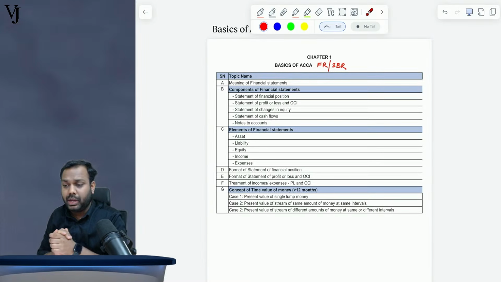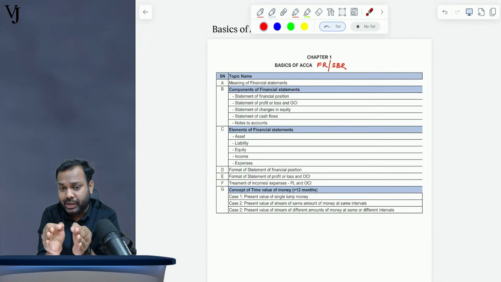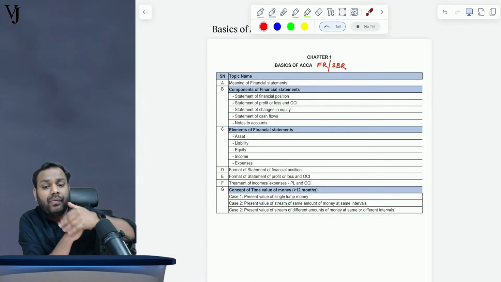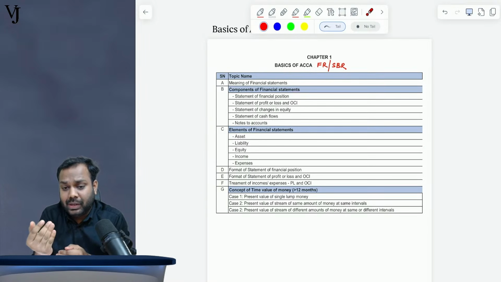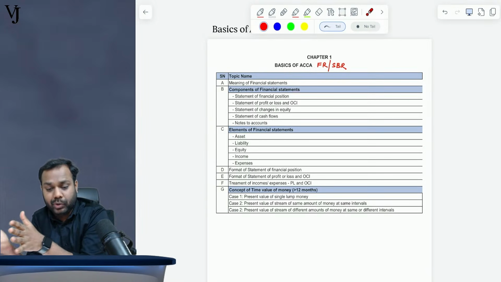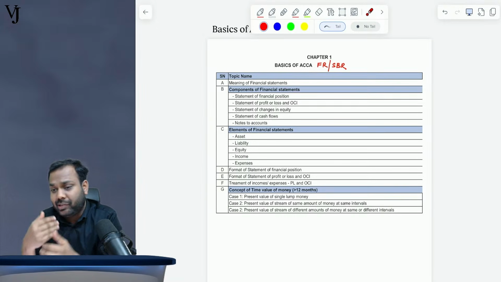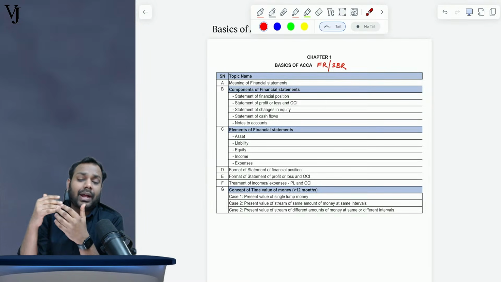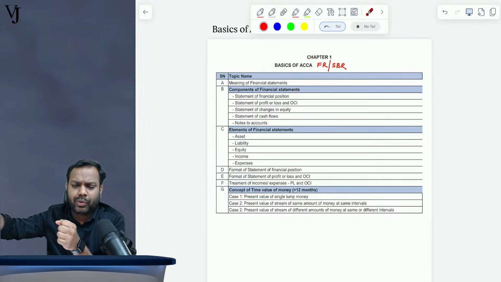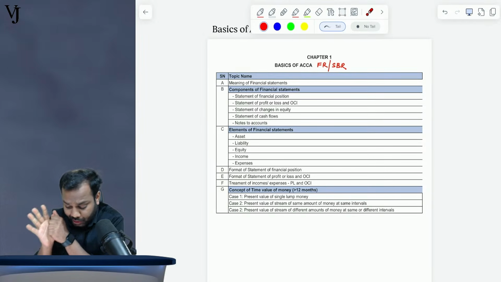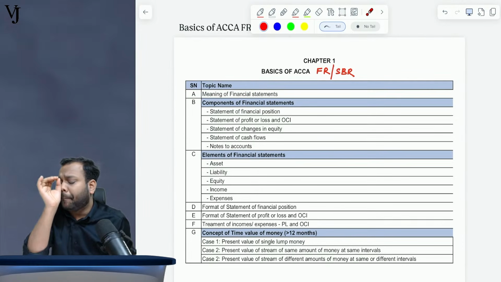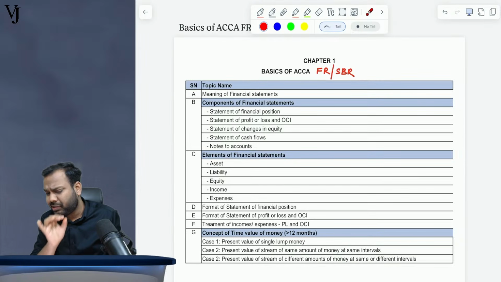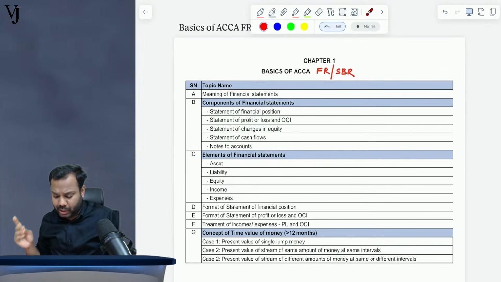Whatever we are studying in this class will form the base of FR and SBR. From the subsequent classes we'll start studying the standards, particularly with IAS 16, that is property, plant and equipment, followed by IAS 23, then IAS 40 on intellectual property, and then subsequent standards, as per the planner. Today we will be studying just the basics of the financial reporting and strategic business reporting paper.